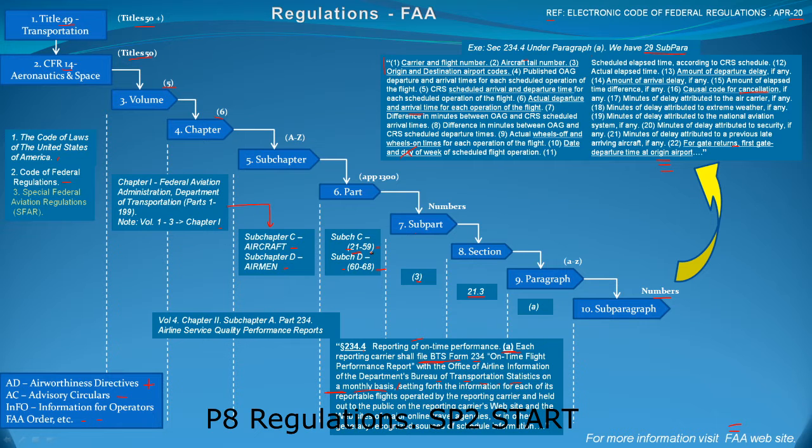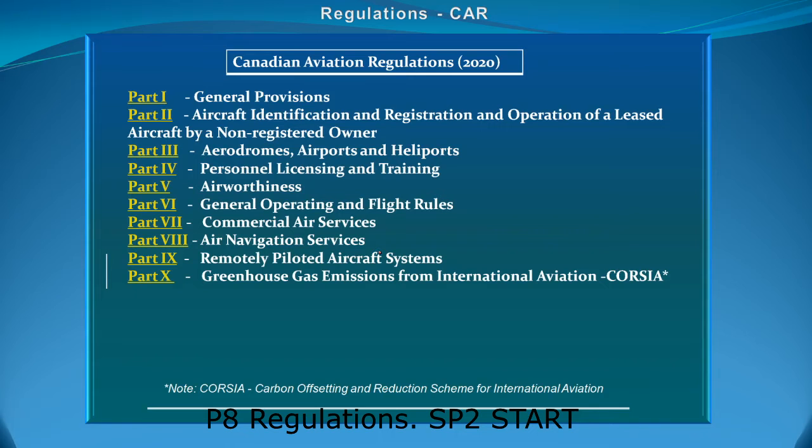Now let's move to the next slide, and let's see another aviation regulations. Canadian aviation regulations. Information here is based on the 2020 revision. So we have 10 parts. Part 1, again, very general level. I'm not going to spend too much time now because see what's happening here.